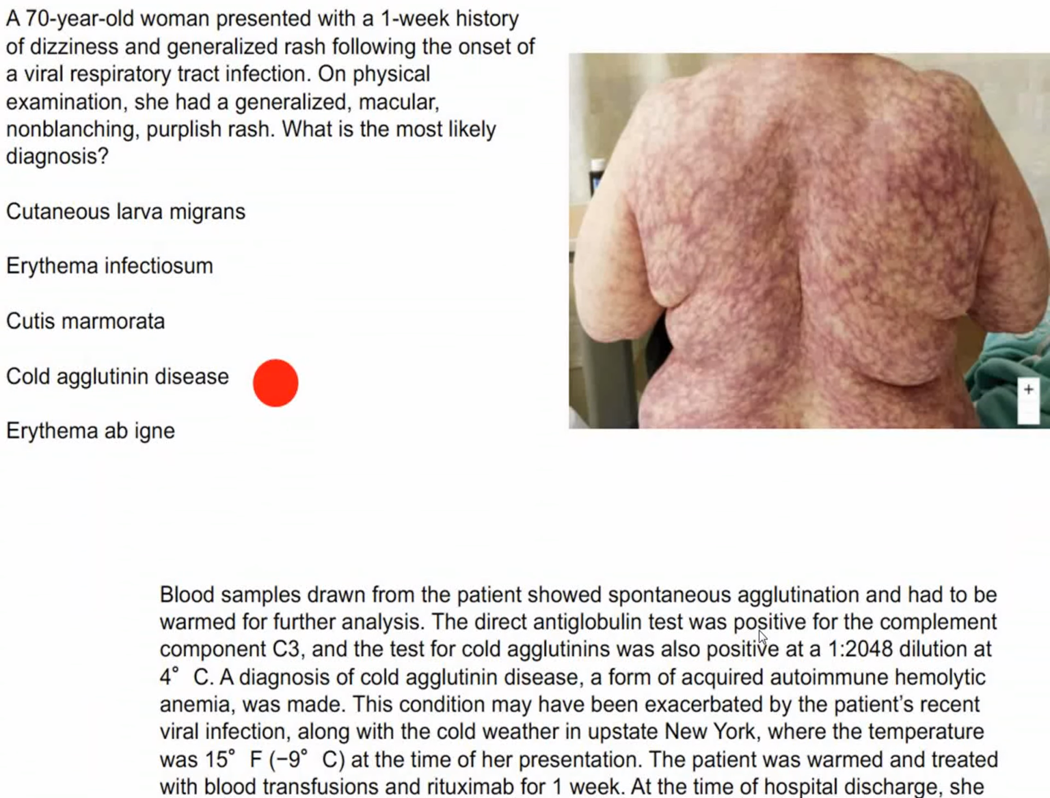The image in the New England Journal this week concerns a 70-year-old woman who has a 1-week history of dizziness and a generalized rash. And this rash is dramatic, and it seems to be all over. The history indicates the presence of a viral respiratory infection, or so was believed. And on physical examination, she has this rash all over.